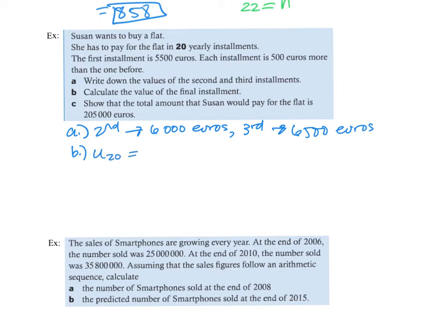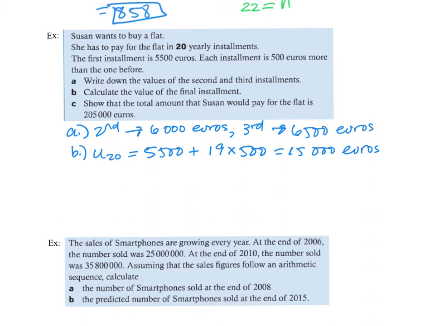So using our formula for the nth term, that's going to be equal to the first term, which is 5,500 euros, plus n minus 1. N in this case is 20, so 20 minus 1 would be 19. So it's 19 times the common difference of 500. Do that arithmetic, and it's going to be 15,000 euros. Whew, that's pretty expensive. She started at 5,500. The 20th installment is going to be 15,000.